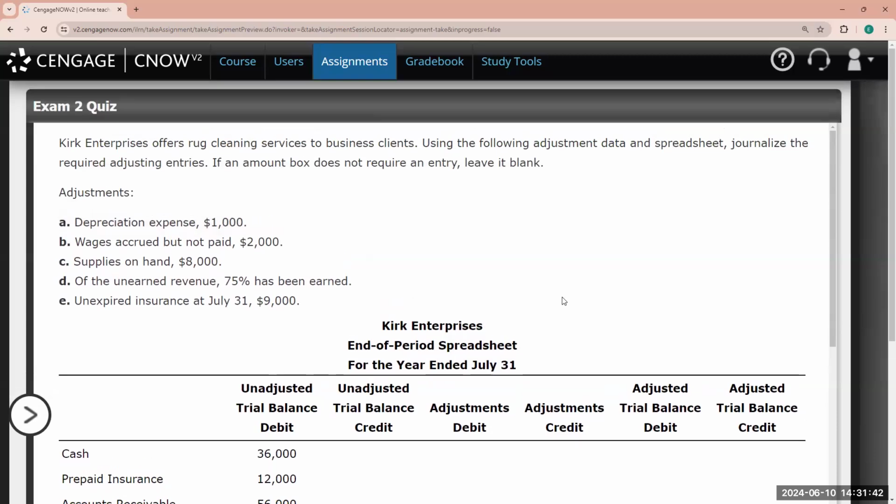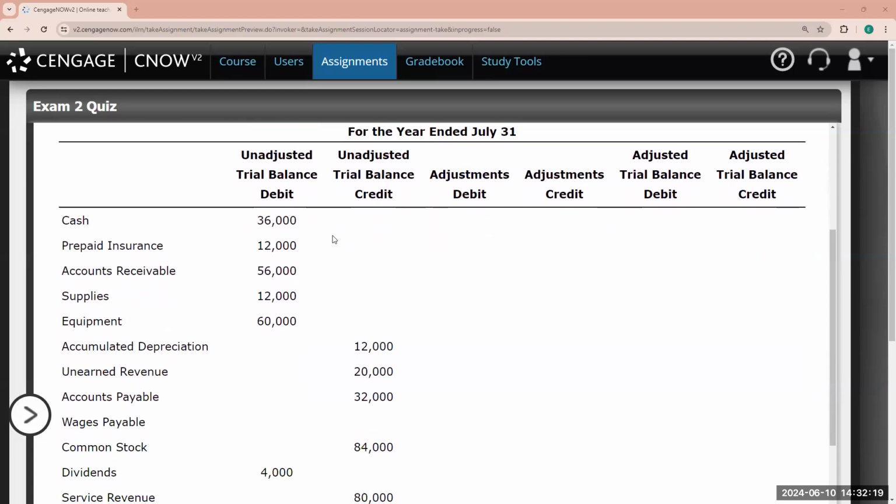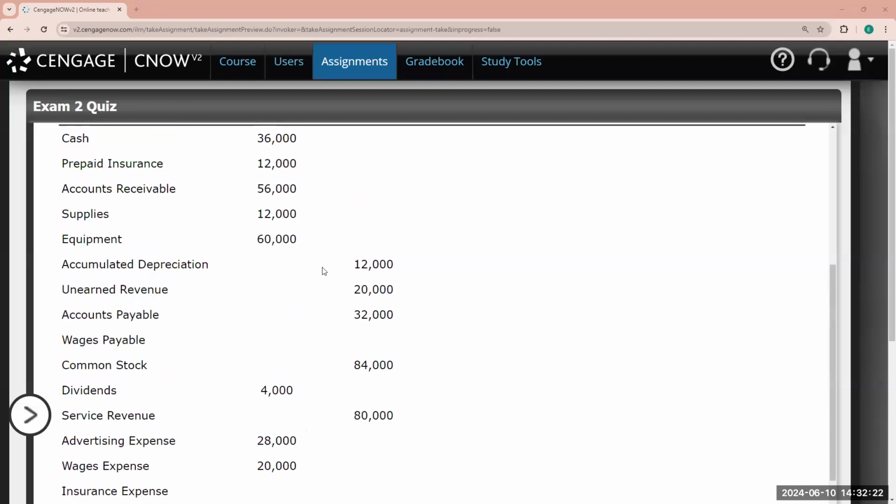All right, so this brings us to our last question. And here it asks, Kirk Enterprises offers rug cleaning services to business clients. Using the following adjustment data and spreadsheet, journalize the required adjusting entries. If an amount doesn't require an entry, leave it blank. So here you see there's some journal entries we need to account for. We need to account for our depreciation expense, wages accrued but not yet paid, supplies on hand, unearned revenue in the portion that has been earned, and our unexpired insurance as of July 31st. So we go through each entry.